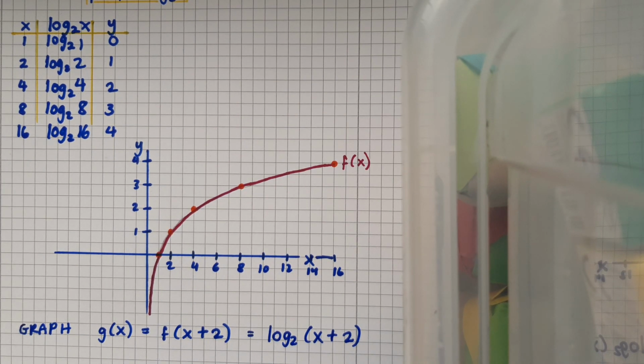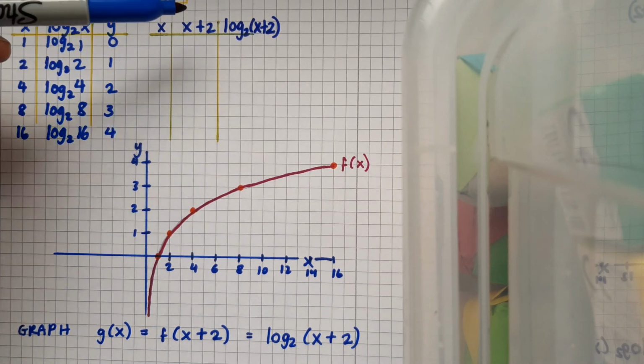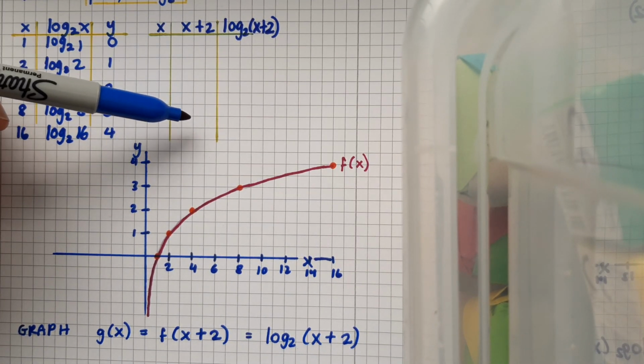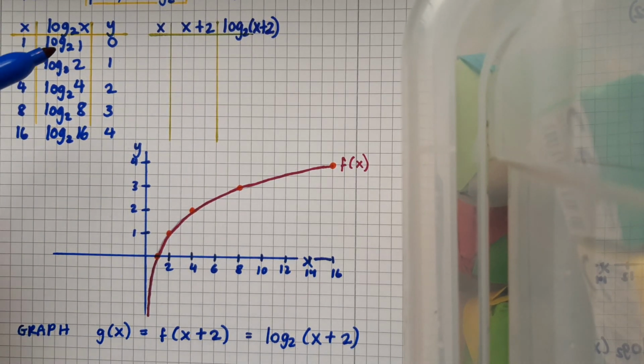So first of all, I'm going to draw another table up here, and I'm going to put my values into that. So this time my table is going to look like this. I'm going to have my x for my inputs. I'm going to have my x + 2 column, which is the actual value that I'm calculating the log on. And then I'll have my column log to the base 2 of (x + 2), which is going to double up as my y column in my table.